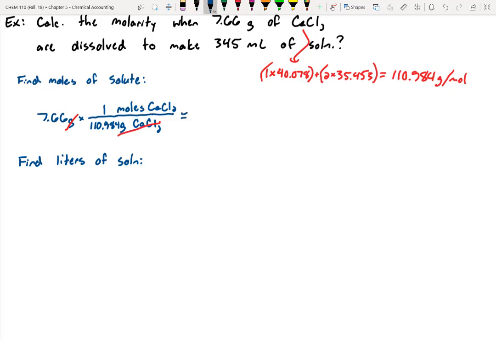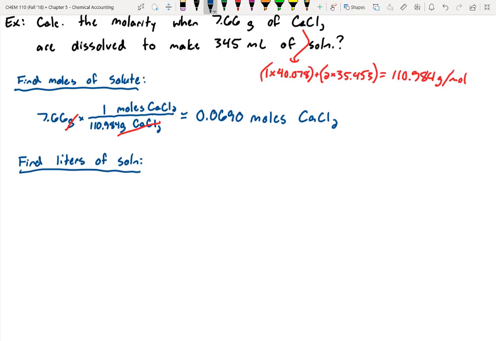And when we go ahead and plug this into our calculator, I'm getting 0.0, whoops, that's not a 0, 0.0690 moles of calcium chloride. I did keep sig figs in here, however, sig figs don't really matter until the very, very final answer, so that's something to keep in mind. All right, and then next we need to find our liters of solution, right?